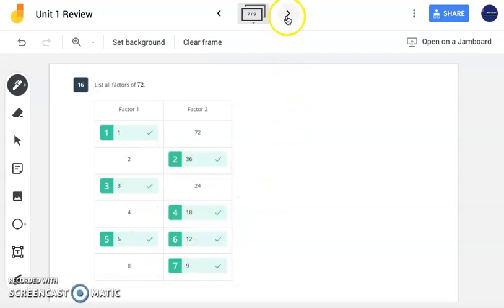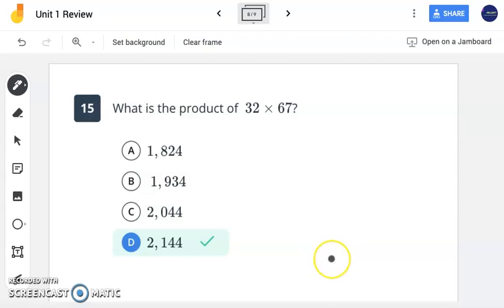Here it says, what is the product of 32 times 67? I figured let's use this opportunity to review the standard algorithm. Okay, and I noticed many of you did get this correct, and there are some choices here. We start in my ones place, 2 times 7 is 14. And then we have 2 times 6 is 12, plus 1 is 13.